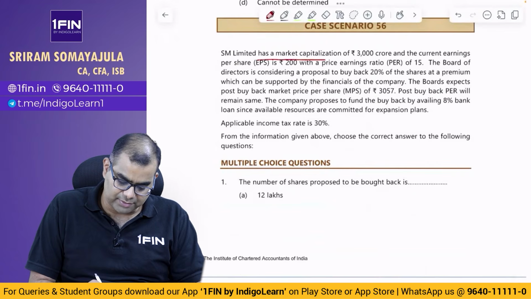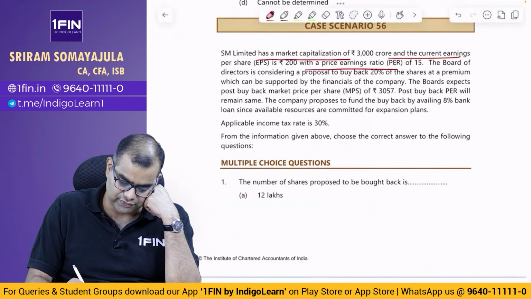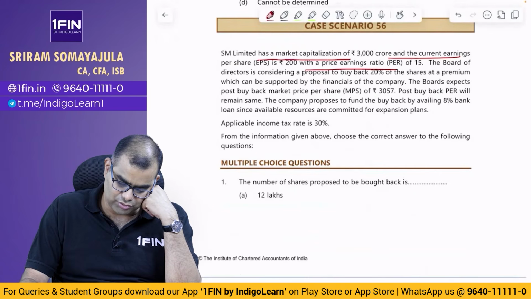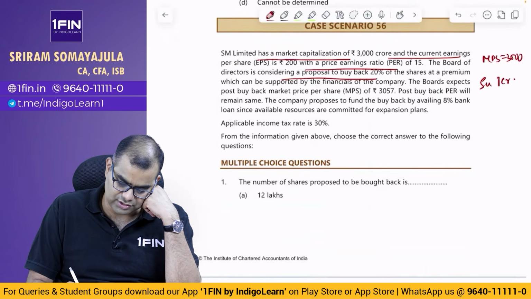SM Limited has a market cap of 3000 and the current earnings per share is 200 with a PE ratio of 15. If EPS is 200, PE ratio is 15, then MPS is 3000, meaning share count is 1 crore. The board of directors is considering a proposal to buy back 20% of the shares, so that is 20 lakh shares, at a premium which can be supported by financials. The board expects post buyback price to be 3057.